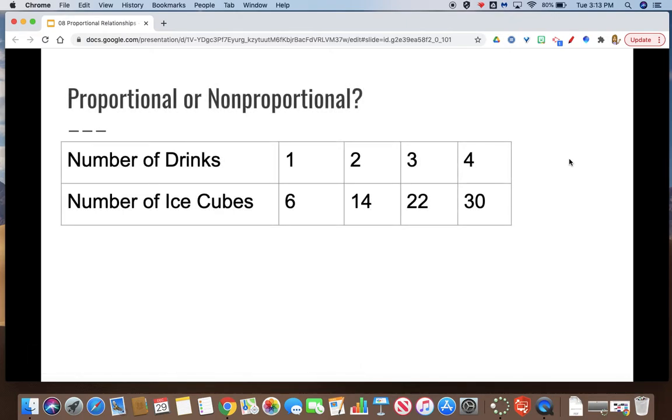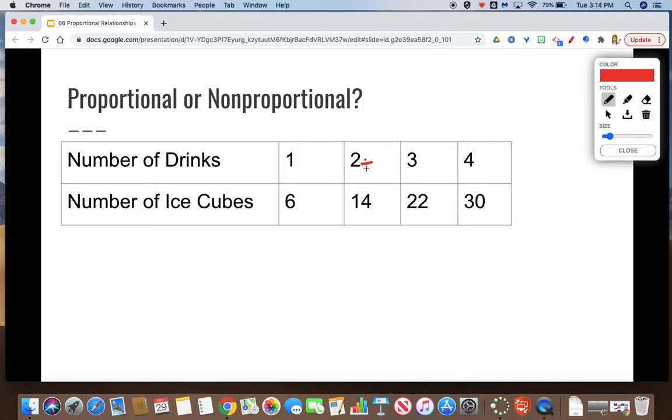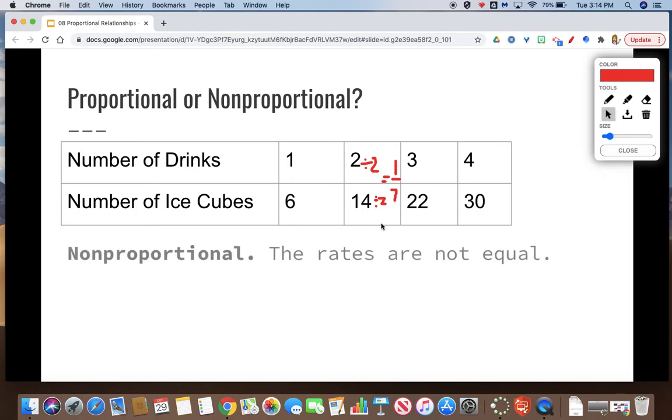What about this set? Do you think these are proportional or non-proportional? Pause the video if you need more time to think. Well, do all of the fractions or rates simplify down to the starting ratio of 1/6? If you were to simplify 2/14 here and divide both of those by 2 to simplify, what do you get? 1/7. Is that the same thing as 1/6? No. So we can already tell you that this is a non-proportional set.